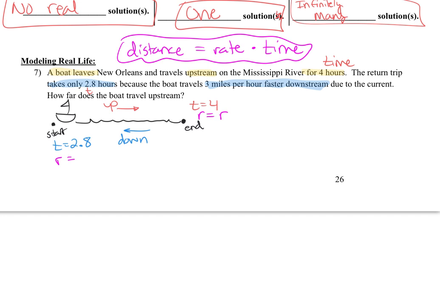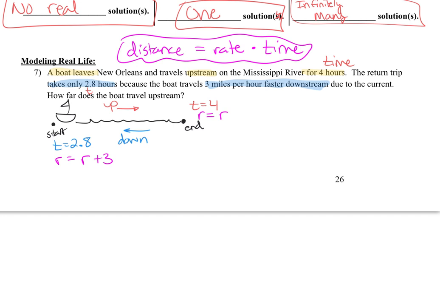If I'm 3 miles per hour faster, what would I do with that R? Would I take 3 away? Would I add 3? Would I times it? Would I divide? I heard somebody say it. Oh, not times. Add it. So we can call it R plus 3. If you wanted to use X, that's fine. Okay?